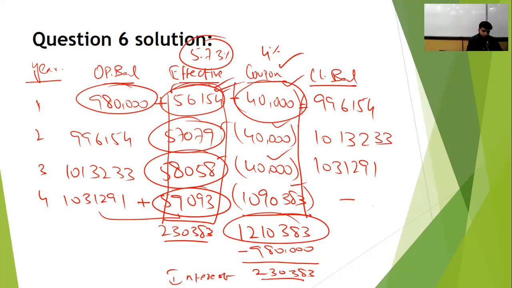So now I'm just summing up. First of all, the first requirement the examiner can ask you is the amount of interest income to be recognized in year one. The answer would be 56154. Is it clear? And if the examiner asks what amount of investment is to be reported in the balance sheet at the end of year one, the answer would be 996154, which will be recorded in the balance sheet as an asset, and this will be recognized as a non-current asset. Is it clear to you guys?